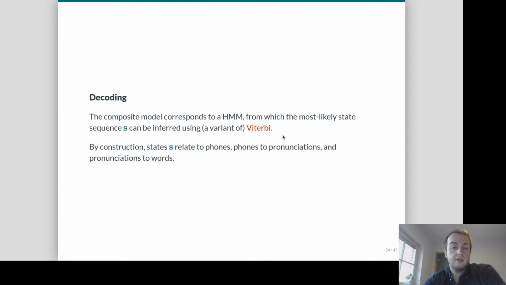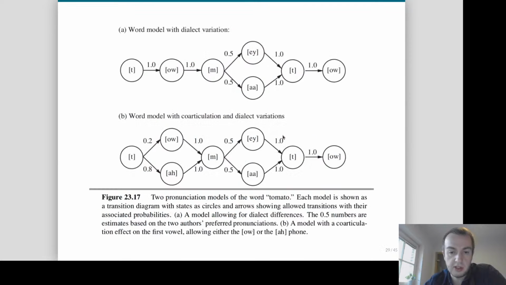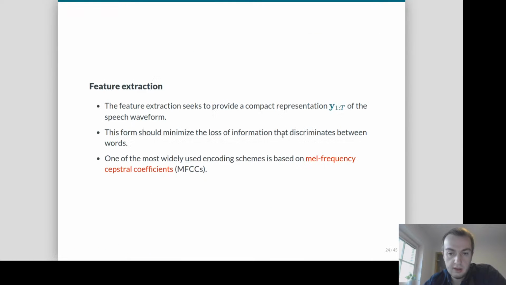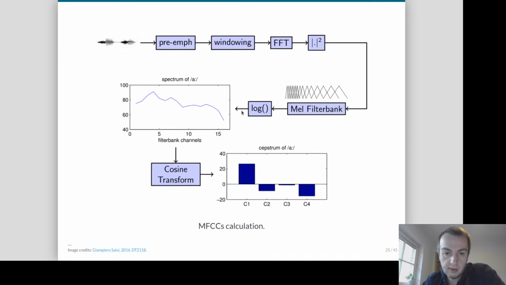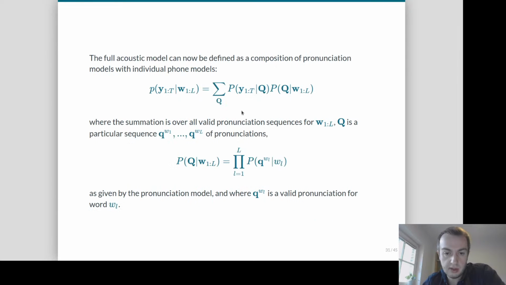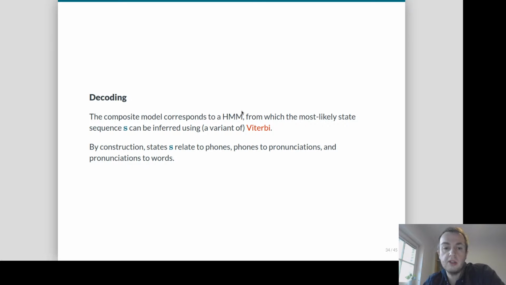All right. So we now have the criterion. We have defined it. We've defined the two factors, the likelihood and the prior. Now the only thing which is left is to actually maximize this product. And this is called decoding, so to go from speech to text.